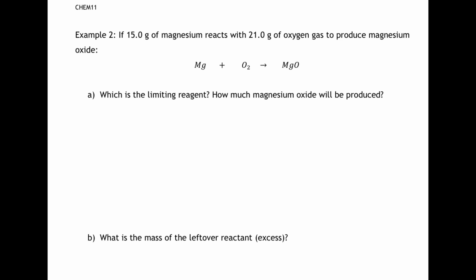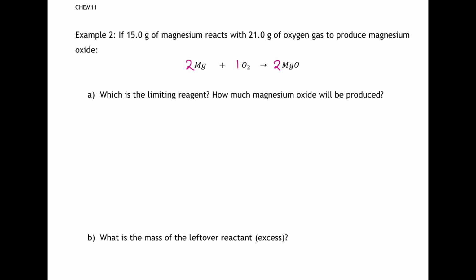All right. Example 2, we're going to have magnesium and oxygen reacting. We know we have 21 grams of oxygen, and we've got to figure out how much, which will run out first. So first thing we got to do is balance our reaction. Always have to start with a balanced reaction. We should never assume it's balanced. Always check. So balancing this one, I'm going to need 2 there, then 2 there, and I think that's done.